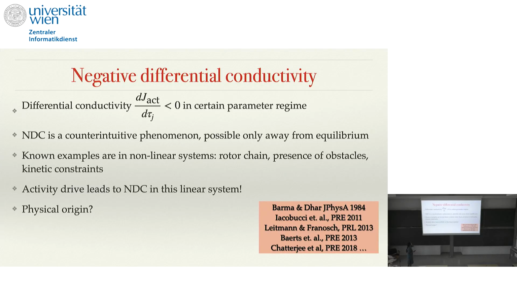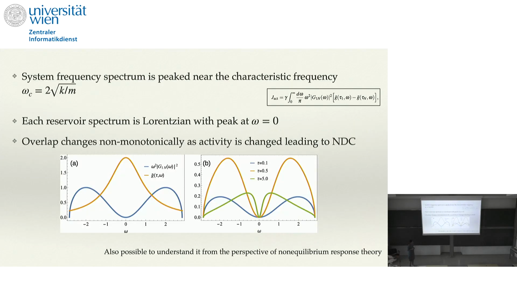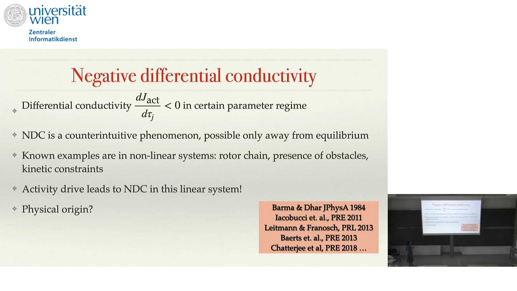So let's first talk about the negative differential conductivity. What I mean by negative differential conductivity is probably already clear: there's a non-monotonicity. So if we take the local slope, it becomes negative. So dJ_act over d tau1 is negative in a certain parameter regime.